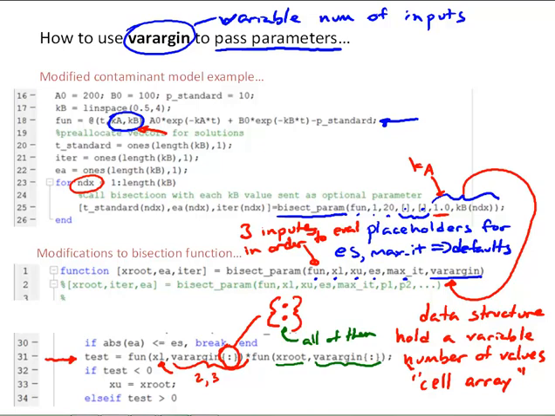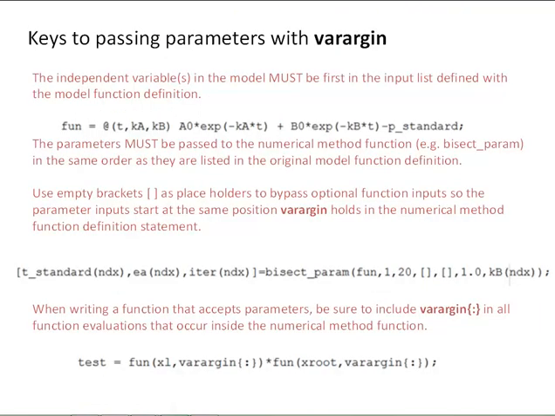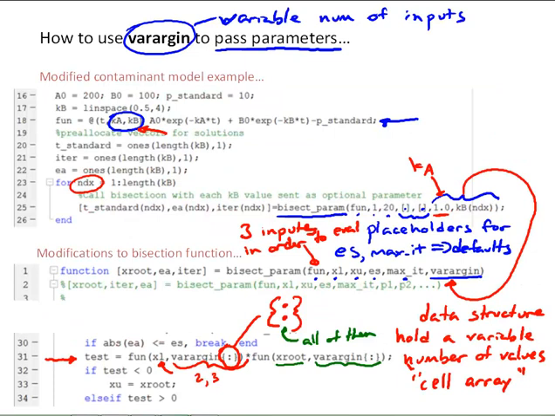And so let's summarize how to do this. It's a little bit complex, but it's also a really powerful programming technique. So the keys to passing parameters with varargin are as follows. The independent variables in the model that you're using, whatever mathematical model it is, must be first in the input list when you define that model definition. So when we defined the function fun, t has to be first in order for this to work, because we're going to use those first values when we evaluate that function like we did over here. That first value is the independent variable we're working with in our numerical algorithm.